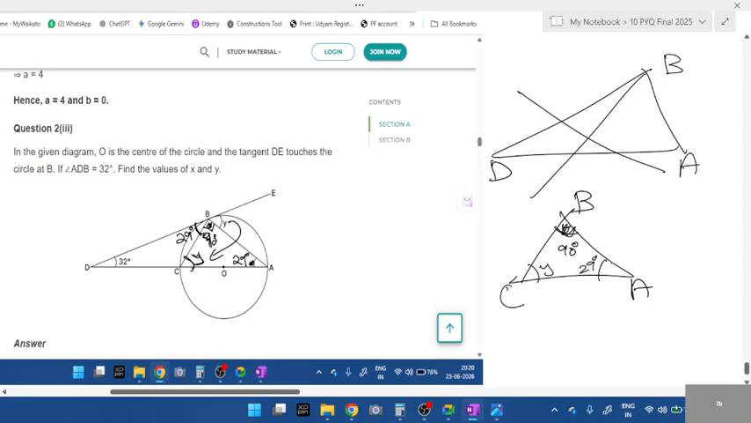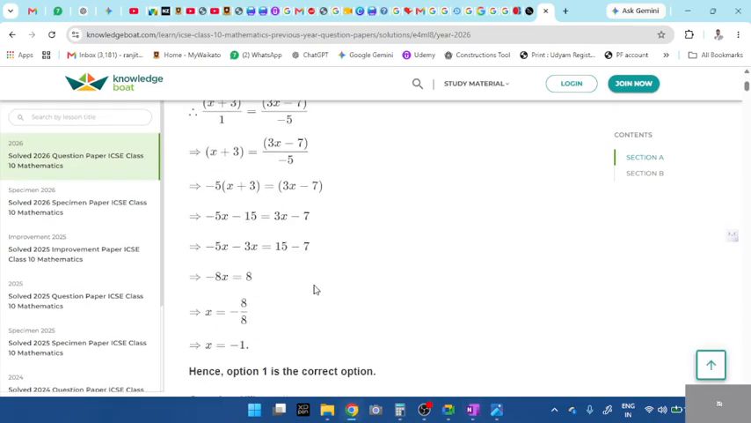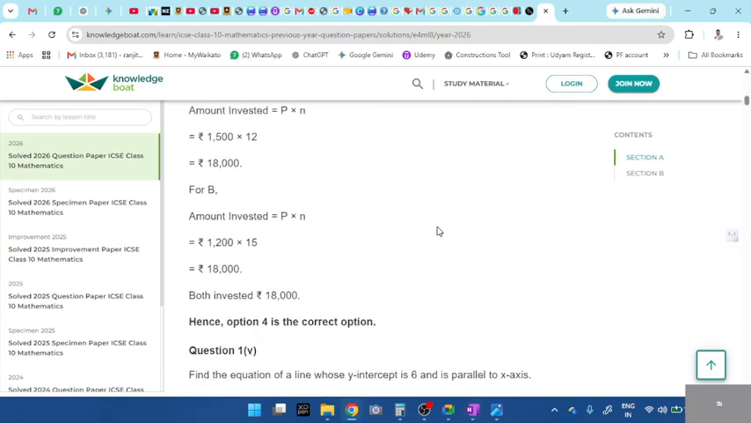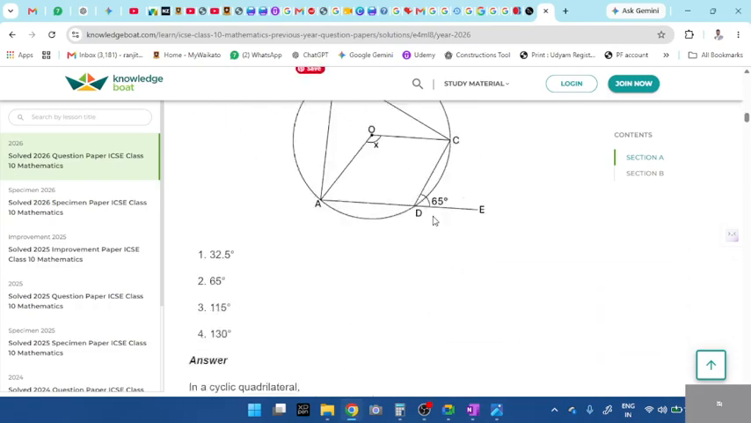This is how they used to give. But this 2026, they made it a bit difficult. They've given alphabet X instead of numbers. Okay, that's it. We are done. One last. I think one more question was given.